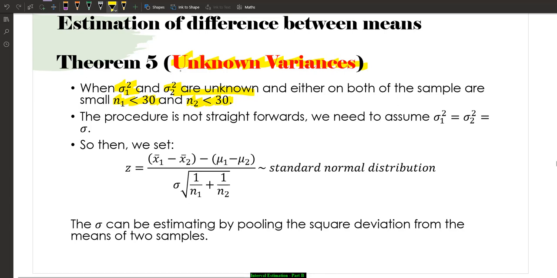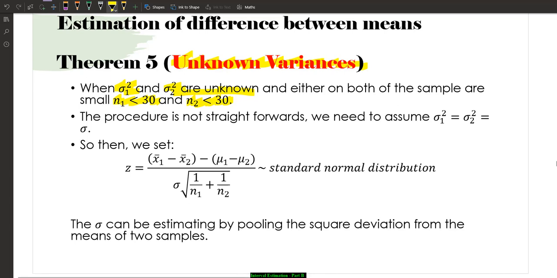So let's continue the lecture on estimation, Chapter 2. Last class we already looked at how to find the estimation of the difference between means for known variance, when the population variances are known. Today we're going to continue under the same topic, estimation of the difference between means, but this time when the population variances are unknown.